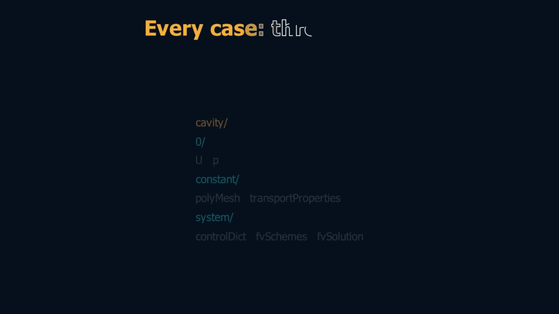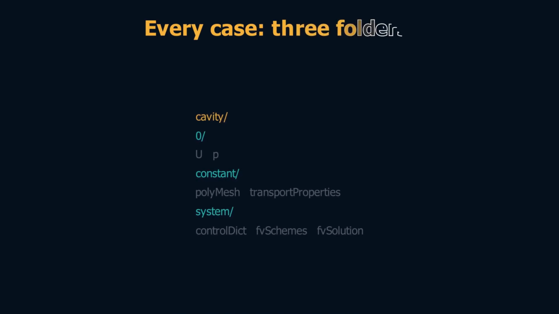Every OpenFOAM case has the same 3 folders. Learn these once and every case looks familiar. 0 is where the solution starts. Constant holds things that don't change during the run. System controls how the run happens. Let's take them one at a time.